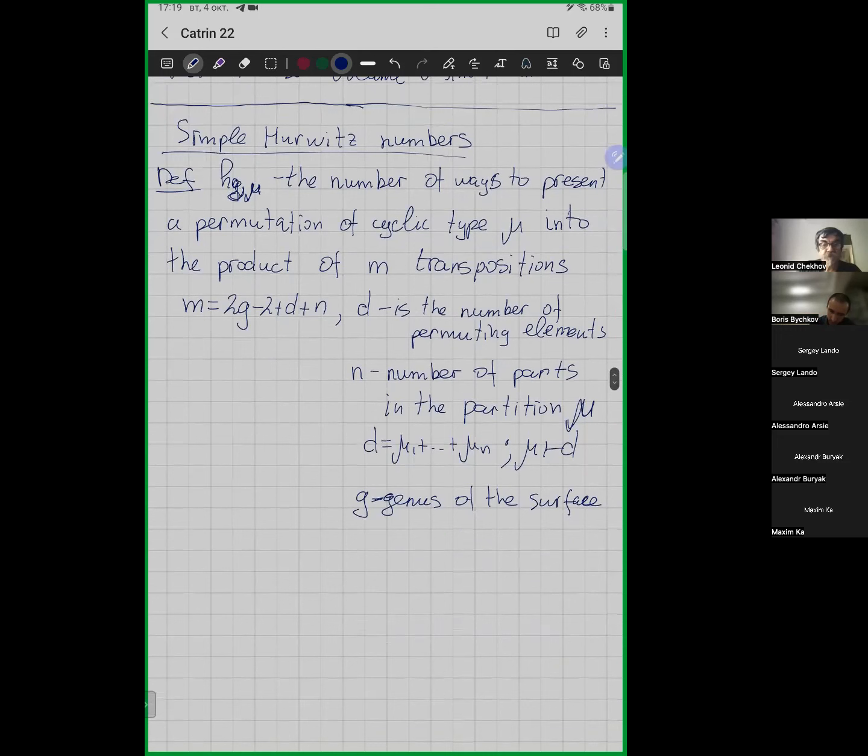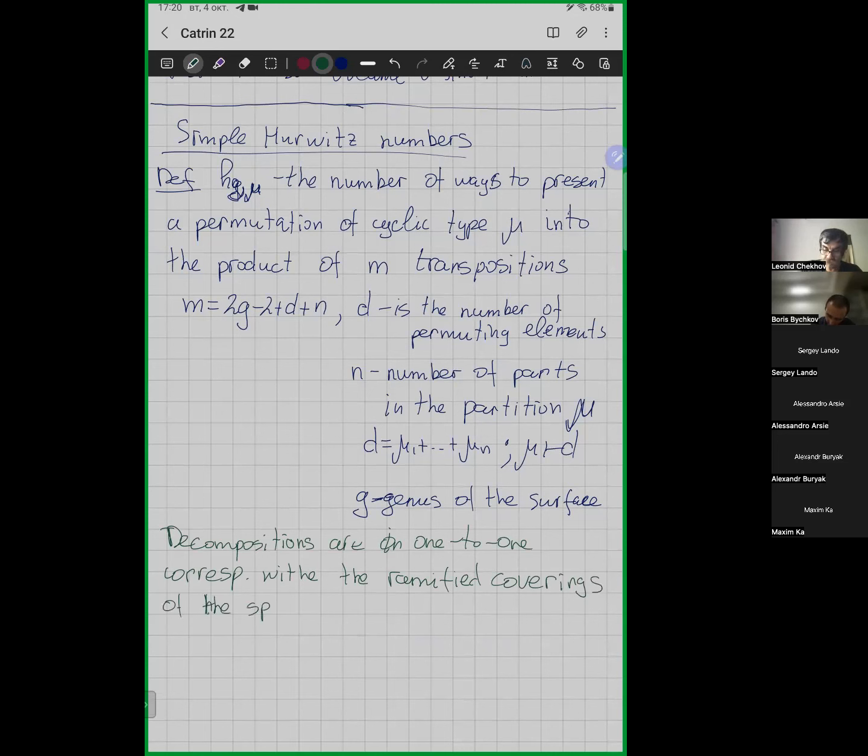So these decompositions are in one-to-one correspondence with the ramified coverings of the sphere by a surface of genus g, and these transpositions form the monodromy group of the covering.